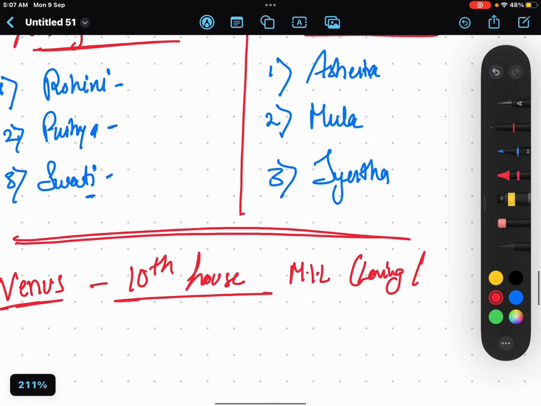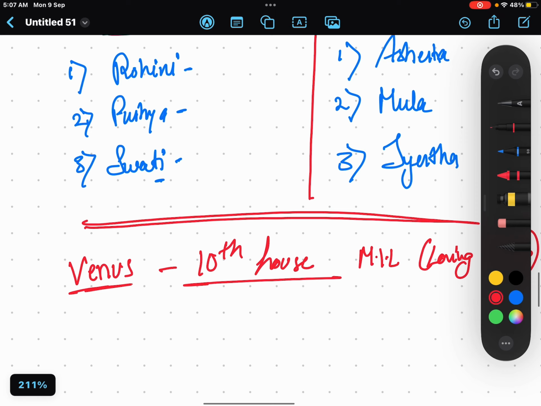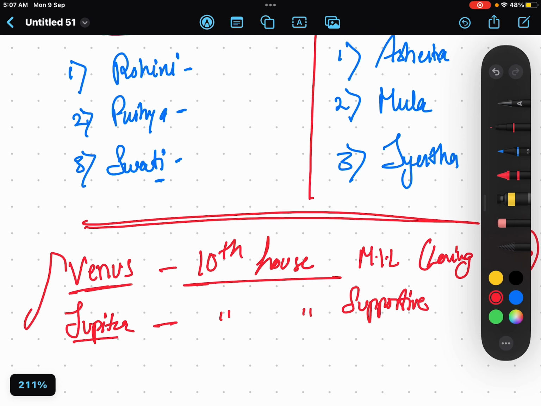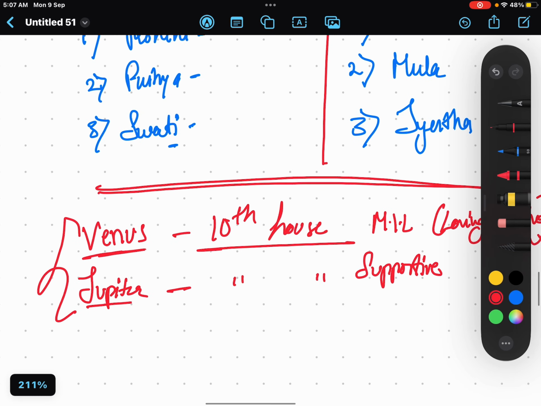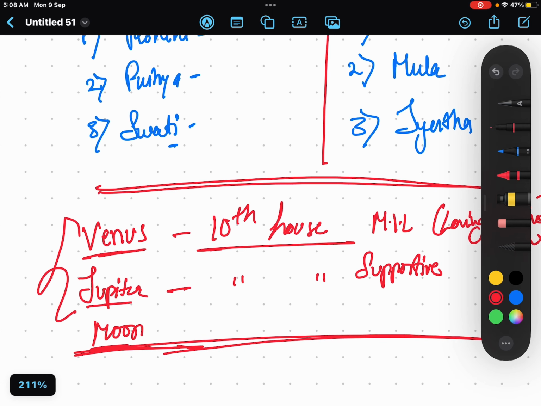Loving, caring. And if there is a Jupiter, your mother-in-law will again be generous and supportive, but you can say there will be a 50-50 share from both of you. These two we consider good. Even the Moon we consider good. If there is, you need not worry.